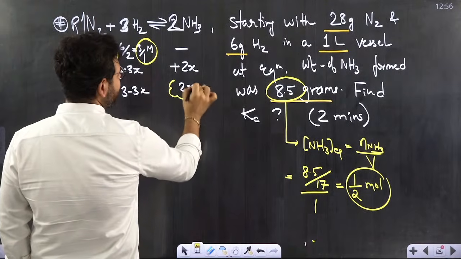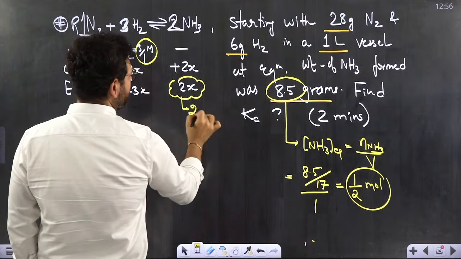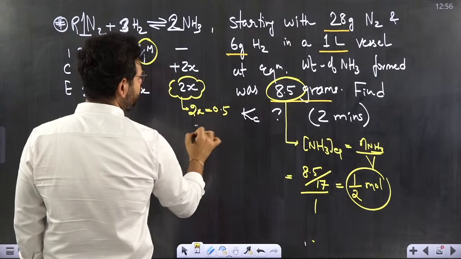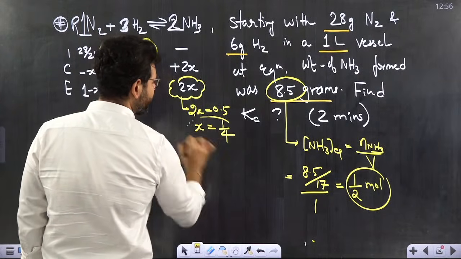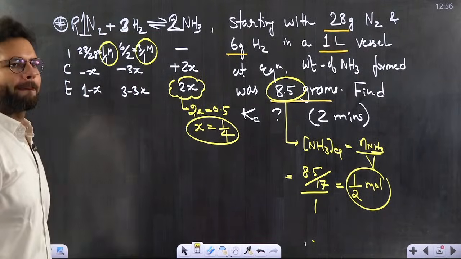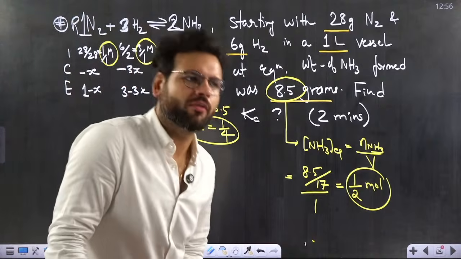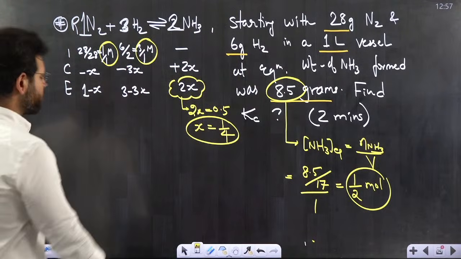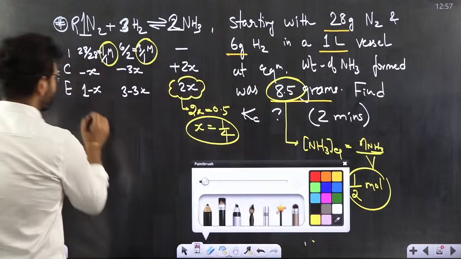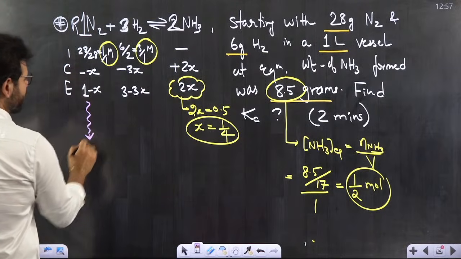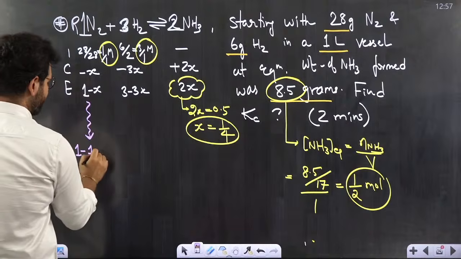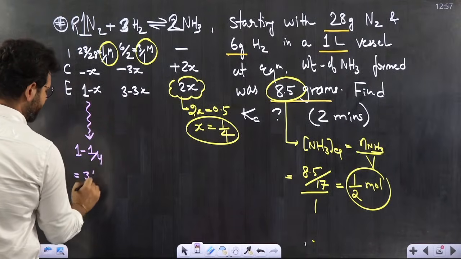So this value of 2x is given, 0.5. So x comes out to be 1 by 4. We'll put the value of x now. So from here, concentration of nitrogen comes out to be 1 minus 1 by 4, which is 3 by 4 molar.